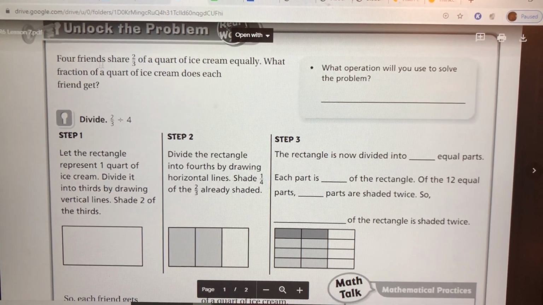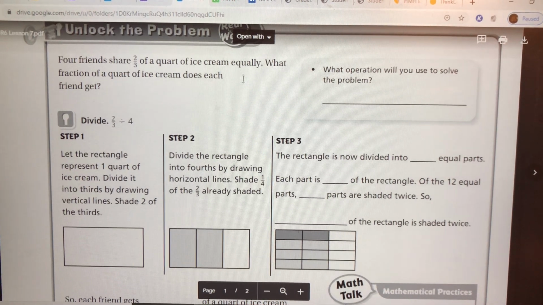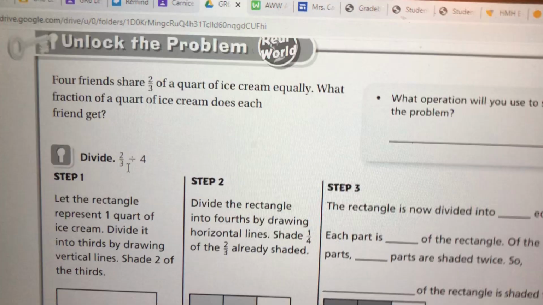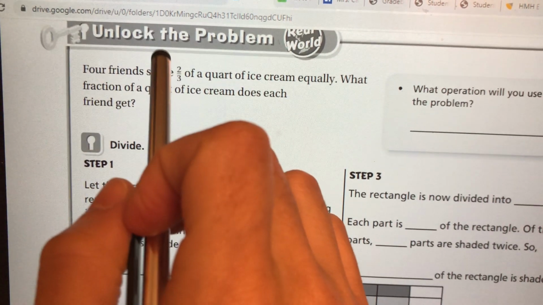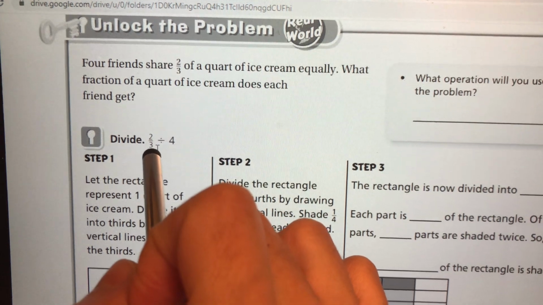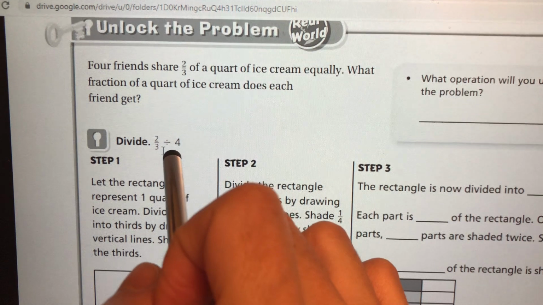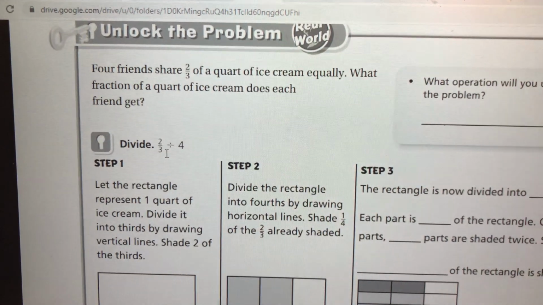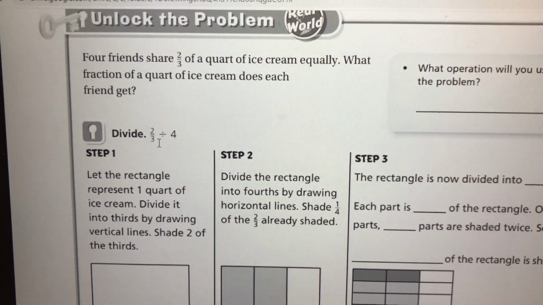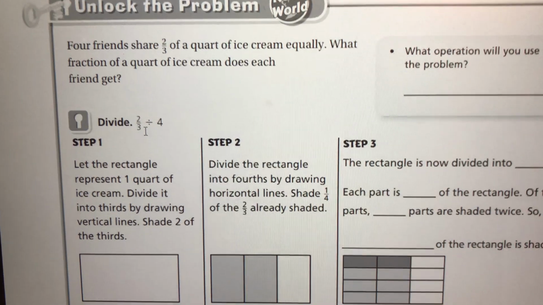When they say 4 friends share 2/3 of a quart of ice cream equally, we would get confused and say, what number goes first? What are you sharing? What are you dividing? Okay, the key thing is to remember that what you're sharing is what is written first as your dividend. Then you're dividing it into 4 friends. It doesn't make sense to share 4 friends and split them up into 2/3. Okay, so remember that what you're sharing goes first. You're going to split 2/3 of a quart of ice cream within your 4 friends.